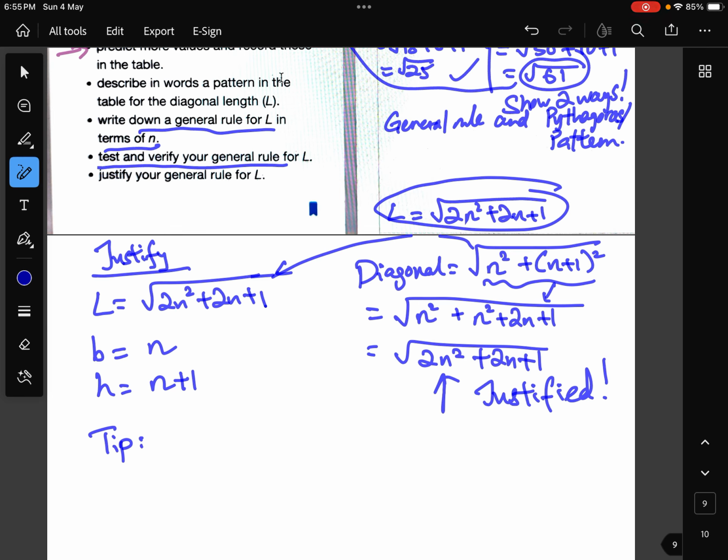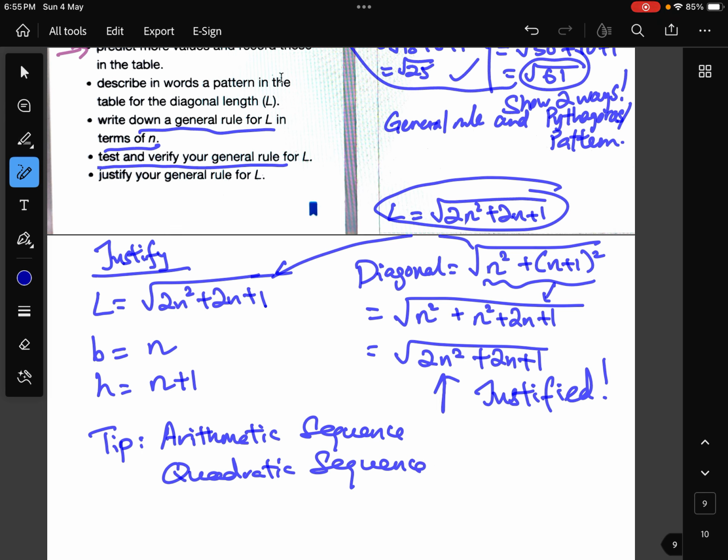Whenever you prepare for Criterion B, just make sure you know a few things. Make sure you know how to find the formula for an arithmetic sequence. Make sure you know how to find the formula for a quadratic sequence. I think it will also benefit you if you know how to work with geometric sequences as well. If you have the skills for these, you typically would do very well because it will give you some ammunition on how to formulate general rules.